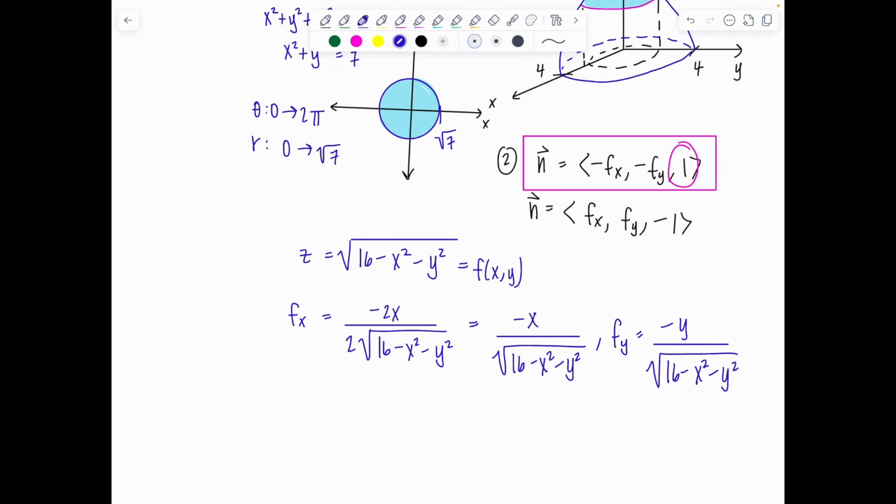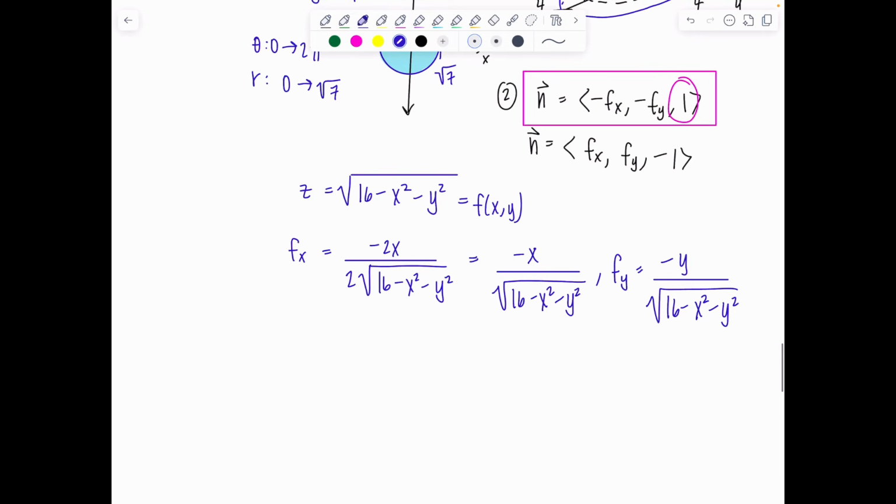Right? Very good. Now from here, if I find n is negative partial with respect to x, it would be positive x over square root 16 minus x squared minus y squared, positive y over square root 16 minus x squared minus y squared, and positive 1. Good? Okay, step 3.